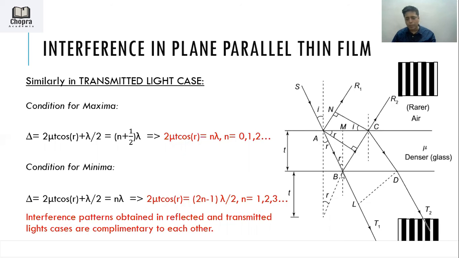From the point B, the beam is coming out from denser to rarer medium. Therefore, it does not have any additional phase shift or path difference added. And the same holds good for the beam coming out of the point D. So there is no additional path difference to be added here. So the condition for maxima becomes 2 mu t cos r equal to n lambda, and for minima it becomes 2 mu t cos r equal to 2n minus 1 lambda by 2.